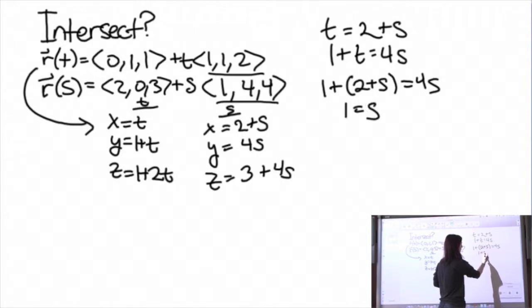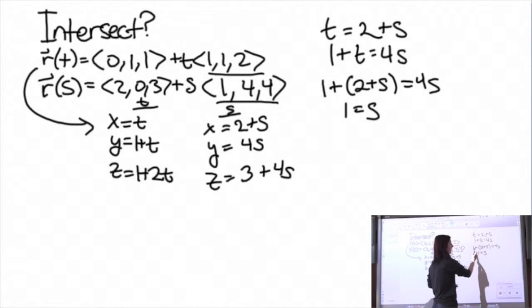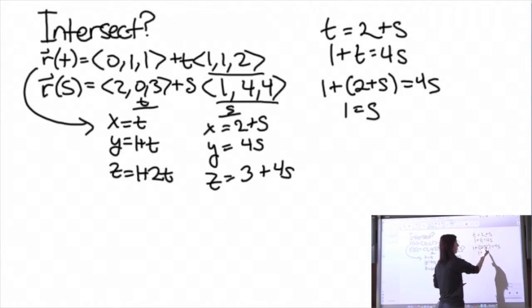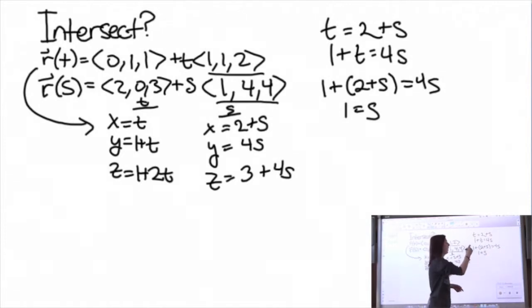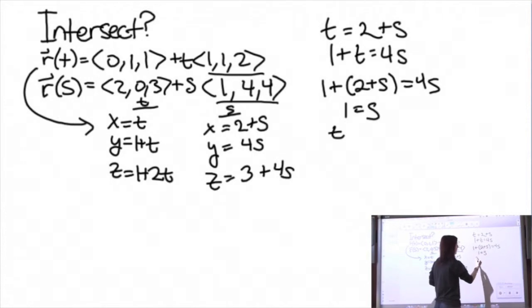And we end up getting t equals 2 plus s, because 2 plus 1 is 3. Then 3 plus s equals 4s. So 3 equals 3s, which means s equals 1. So our next step is to then plug that back into this equation to find t. So that means t equals 3.